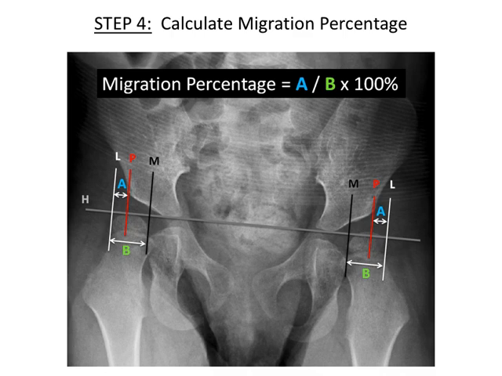Once that's done, it's a simple ratio. The distance A is the distance of the femoral head that is outside the edge of the acetabulum, and distance B is the width of the entire femoral head. So it's A over B times 100 per hip.